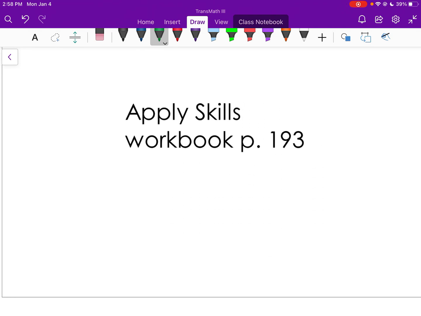Okay, so apply skills, page 193. Go ahead, pause the video, and work on that page.